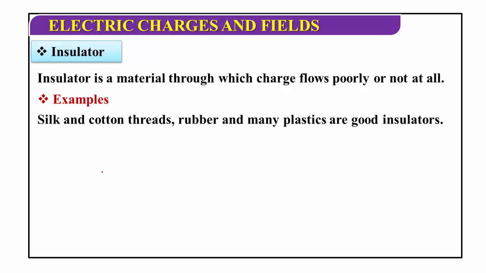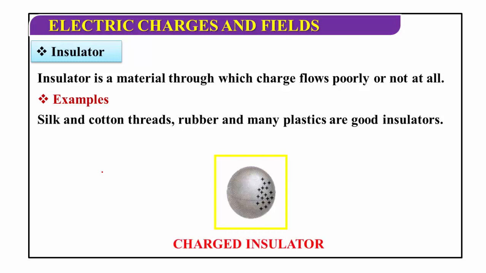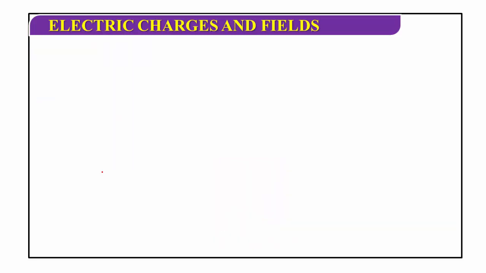Insulator means a material which does not allow the flow of electric charges through it. They are called insulators. These are the best examples for insulators. Here, an insulator is a material through which charge flows poorly or not at all. ಇಲ್ಲಿ ಎಂಟೈರ್ ಬಾಡಿಯಲ್ಲಿ ಚಾರ್ಜಸ್ ಇಲ್ಲ. ಈ ರೀತಿ ಇರ್ತಕ್ಕಂಥ ಎಕ್ಸಾಂಪಲ್ಸ್ಗೆ ನಾವು ಏನಂತ ಕರಿತೀವಿ, ಇನ್ಸುಲೇಟರ್.